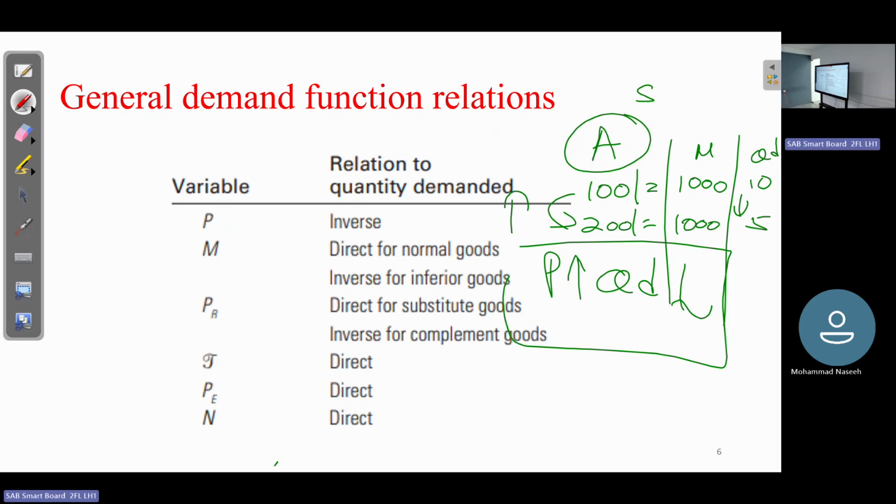Let's take A and B again. A is the selected product. B is the related product. This is a substitute product. The price of the two products is 100 rupees.